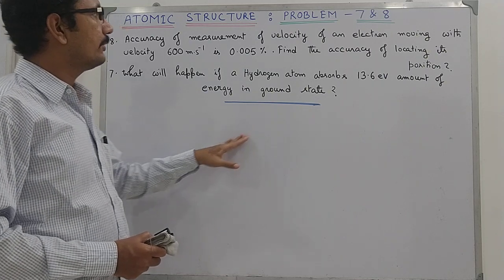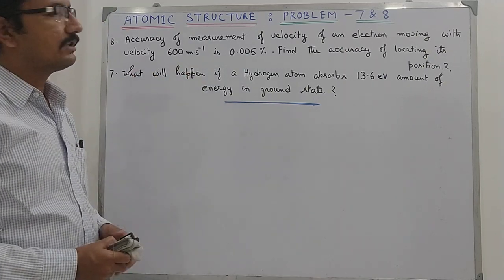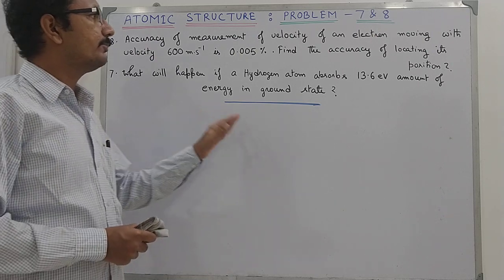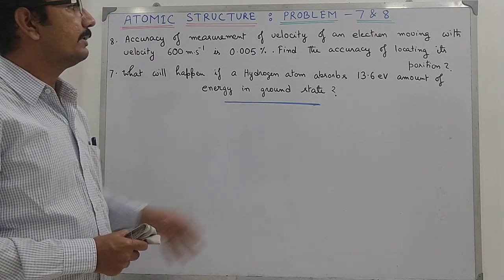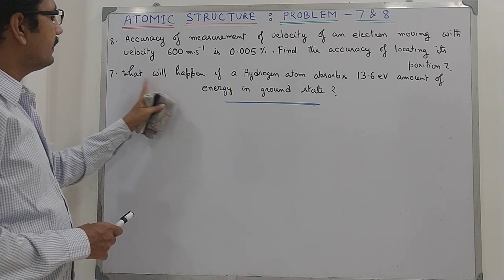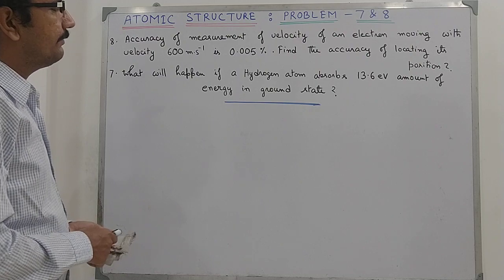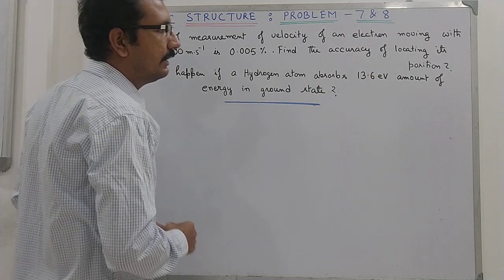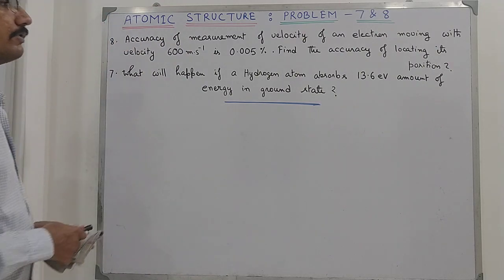In this lecture, I will continue with the problems of atomic structure and I will solve today two more problems. Now in problem number 7, it is given: what will happen if a hydrogen atom absorbs 13.6 electron volt amount of energy in ground state.